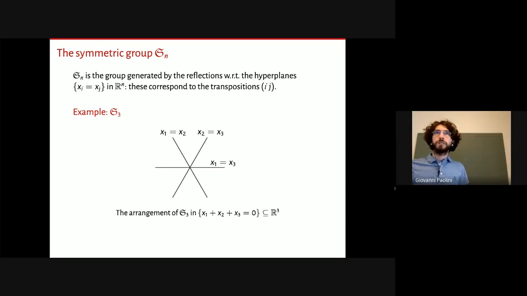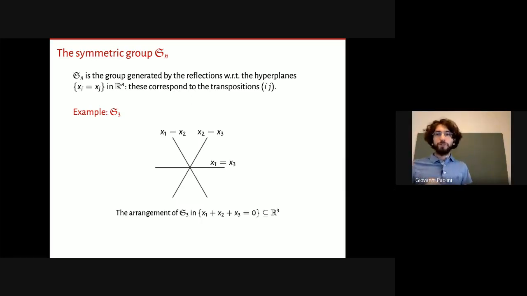To see this, you can look at these reflections with respect to xi equals xj. What they do is exchange the ith and jth coordinate of the point. So they basically act as a transposition ij. And the group generated by all these transpositions is the symmetric group, which acts by permuting the coordinates in Rn.